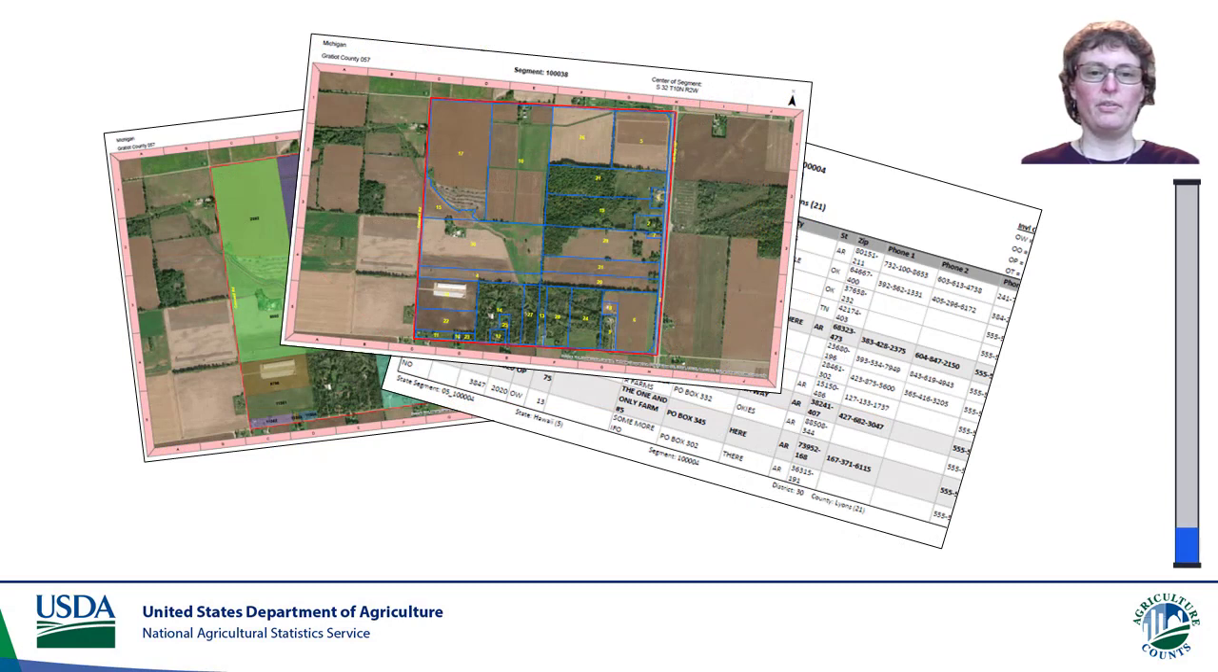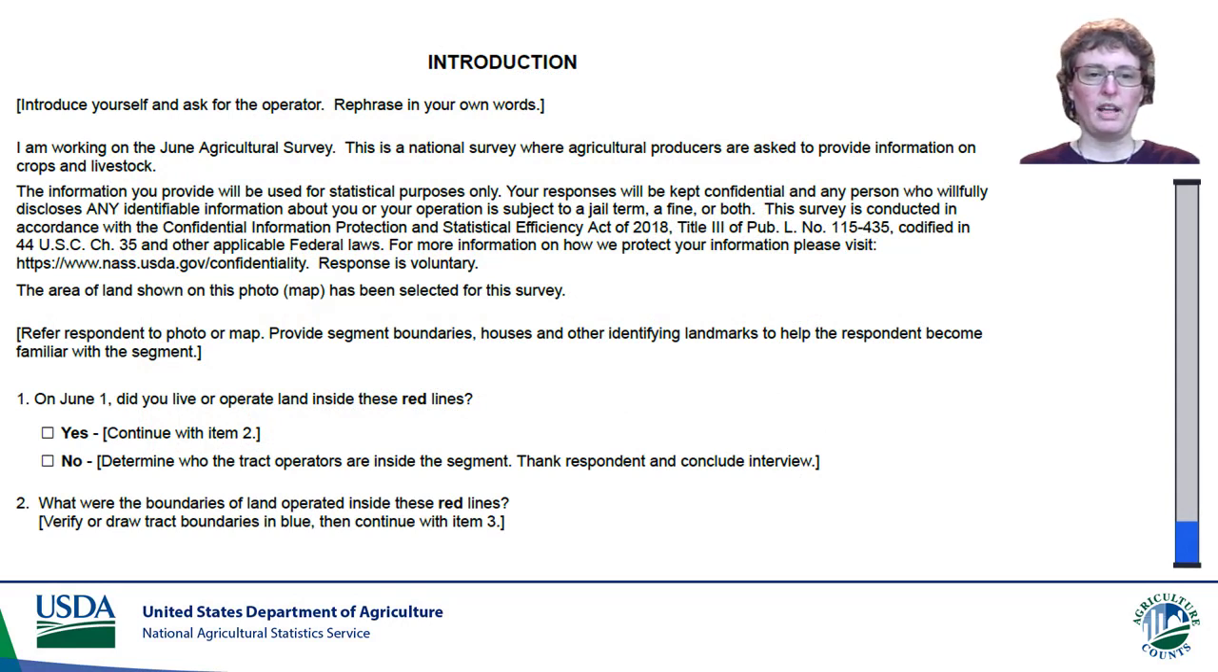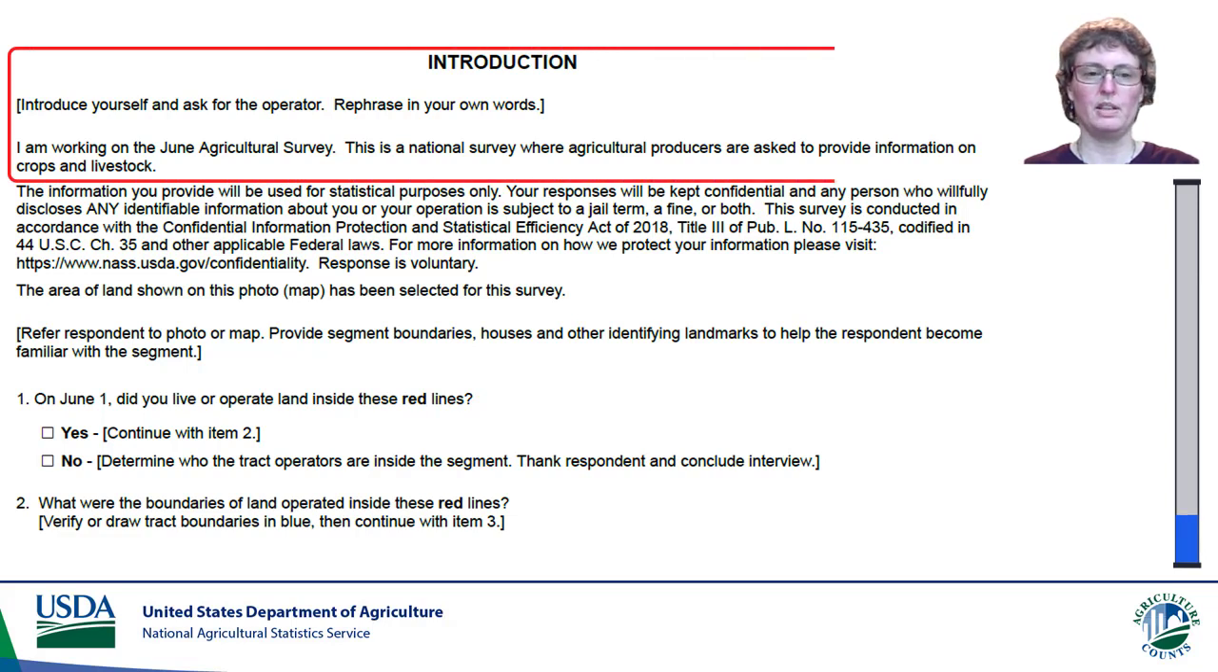In addition to the aerial photo and screening form, your regional office will provide you with maps and corresponding listings of potential operators for each new segment. This will help you get started with contacting potential operators. As mentioned, our goal for June area is to identify the land use and the associated operator for the entire segment. Before you begin contacting potential operators in a segment, you should spend some time thinking about how you want to introduce yourself to the respondent.